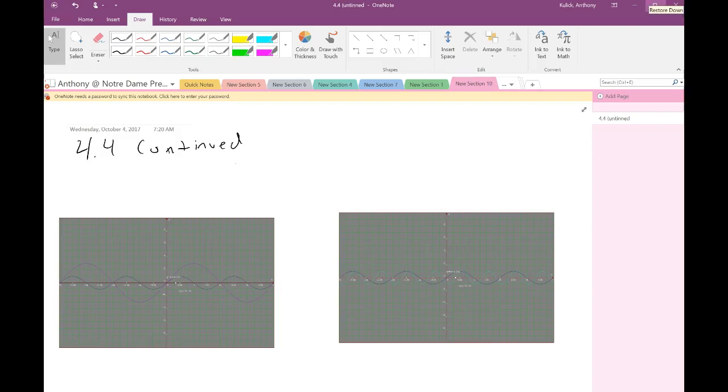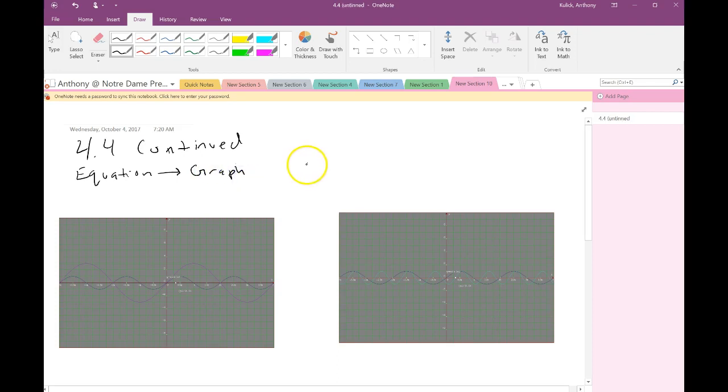Today, we're going to continue section 4.4. In our previous lesson in section 4.4, we talked about how to go from the equation of a sine or cosine function and generate the graph for that sine or cosine function. Today, we're going to do the opposite direction. We're going to start with a graph of a sine or cosine function and generate an equation for that sine or cosine function.